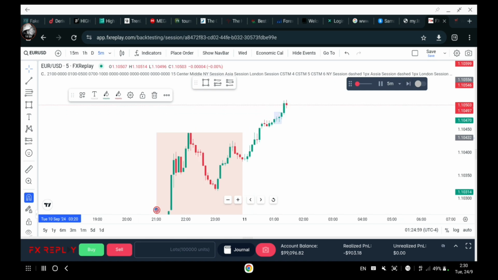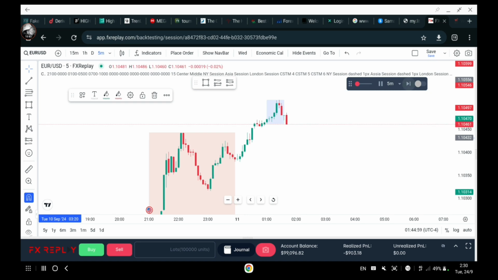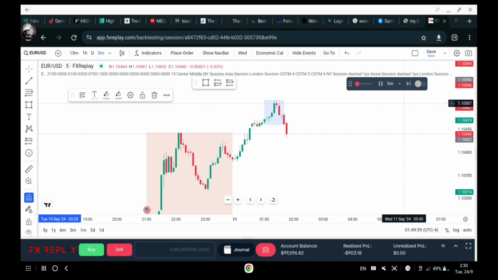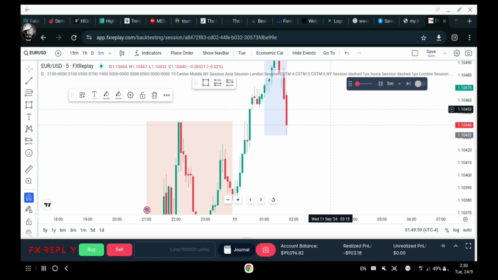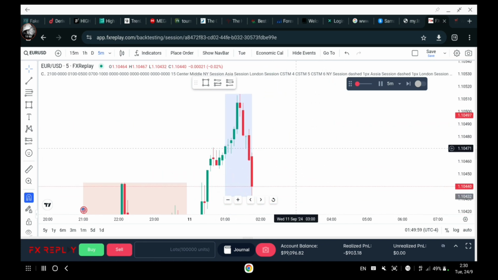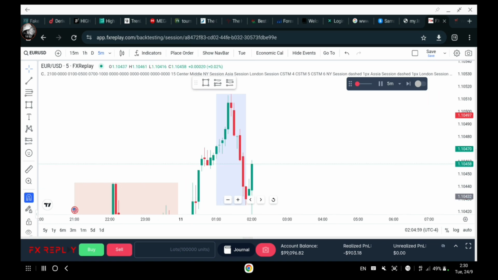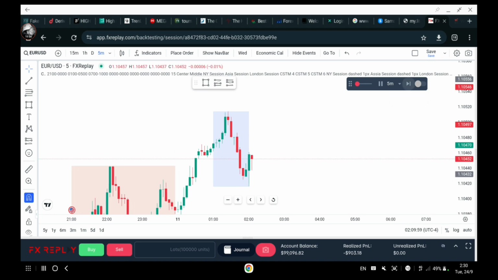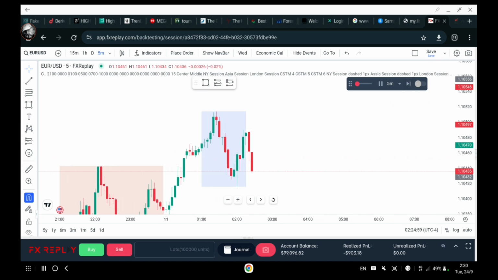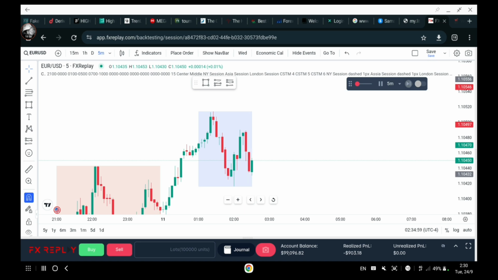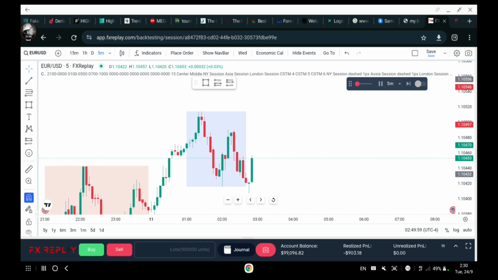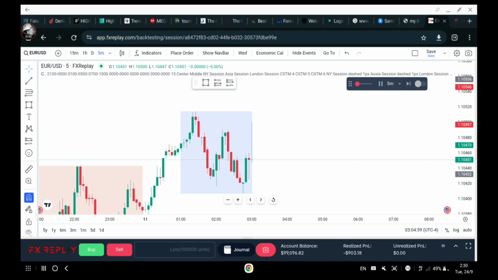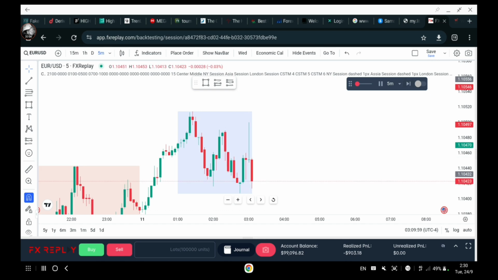Let's see how the market moves. This was not a valid fair value gap. Why? Because there were two fair value gaps continuously. So it's not valid. You can see how choppy it is when there's not a singular fair value gap.